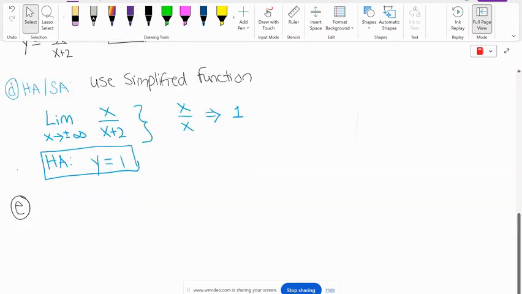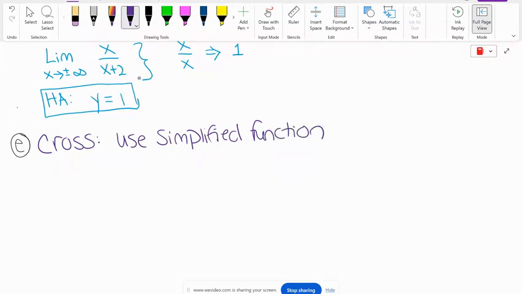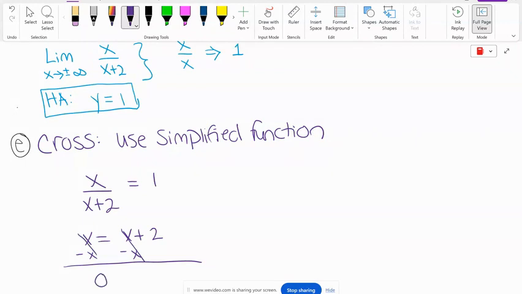We're good? Okay, so now we're going to ask ourselves, does it cross? So once again, we use the simplified version. So we're going to take x over x plus 2 and set it equal to 1. We cross multiply, so we get x equals x plus 2. When I subtract the x's, they both cancel. Does 0 equal 2? No. Does this cross? No.